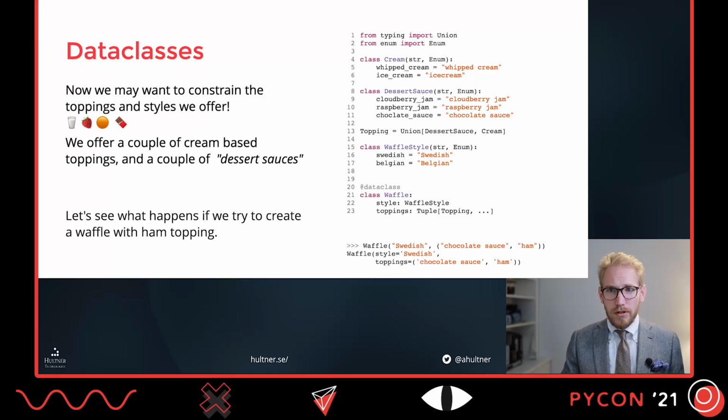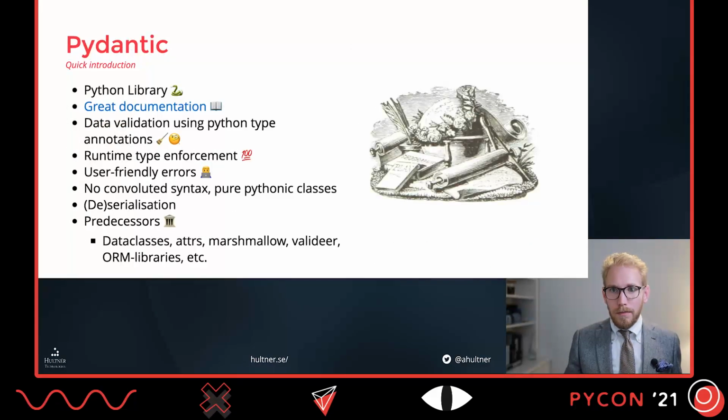So what can we do about that then? And this is where Pydantic comes in handy. Pydantic is a Python library which allows you to enforce types from type annotations in runtime. It's compatible with data classes, and you also have some bonus stuff if you want to go further.